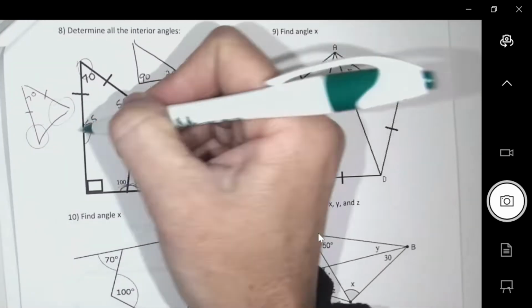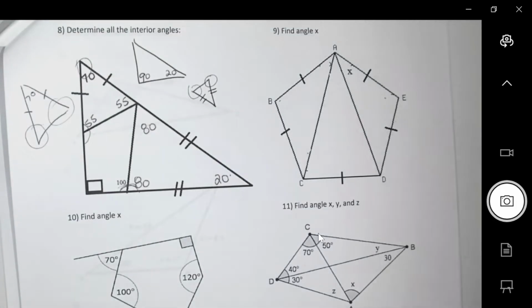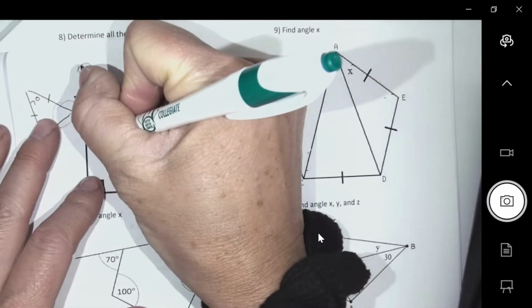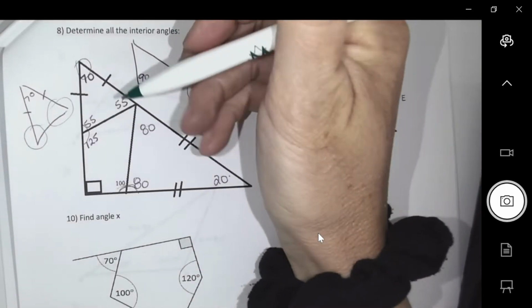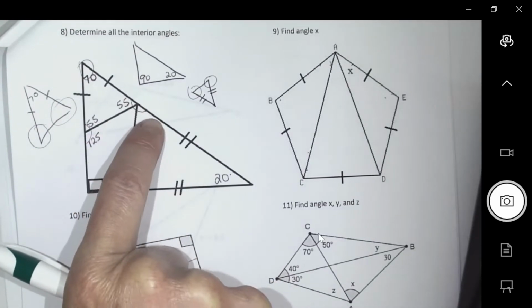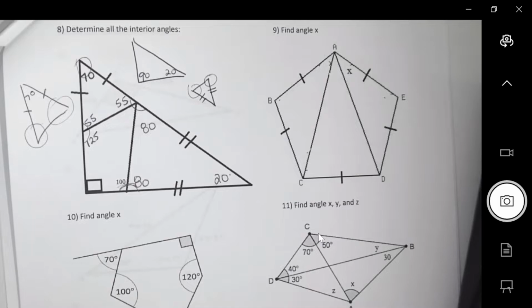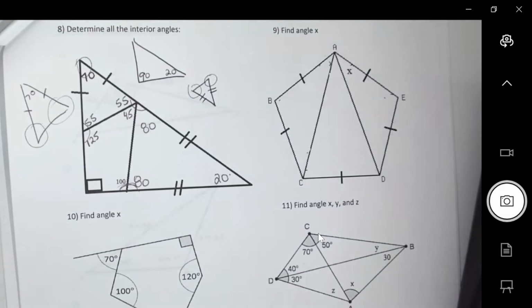Now, can you get me this angle right beside the 55? So a supplementary 180. So I need 125 there. And the last angle, can you get me this one? There's 180 altogether. So 180 minus 55 and 80 leaves me with 45 left.